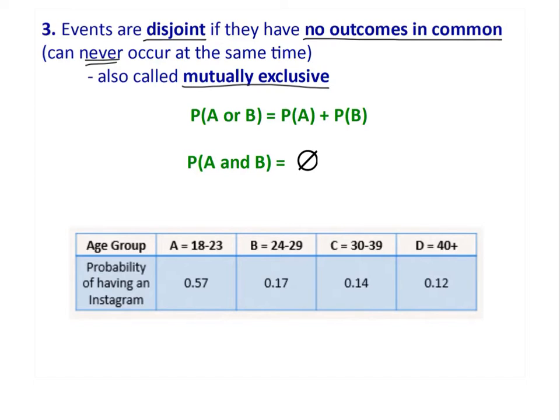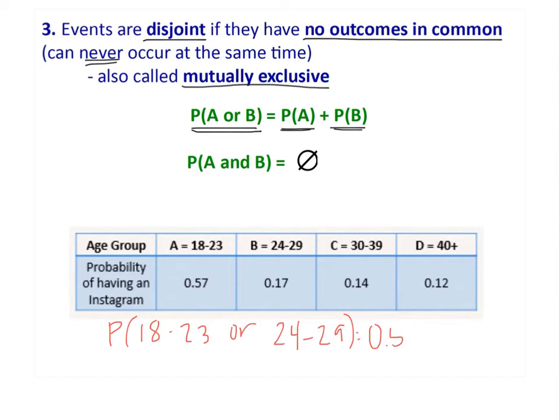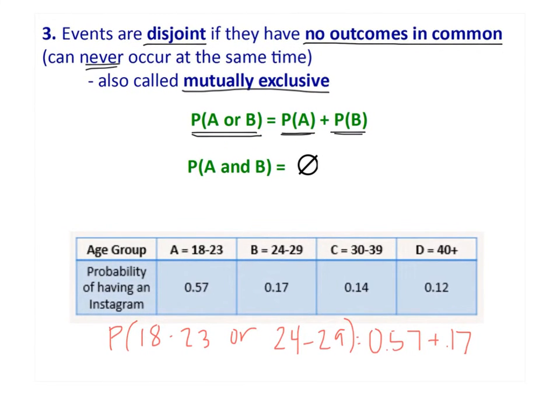So if I want to know the probability of A or B happening, I would take the probability of A and add together the probability of B. So for example, if I wanted to know the probability of someone being 18 to 23 or being 24 to 29 and having Instagram, I would add together 0.57 with 0.17, which would give me 0.74.